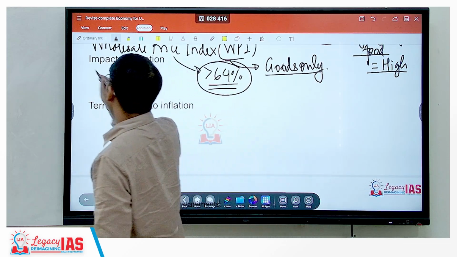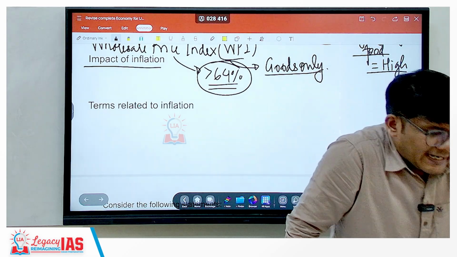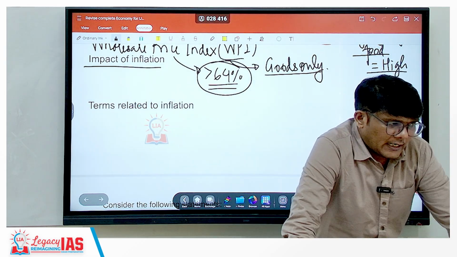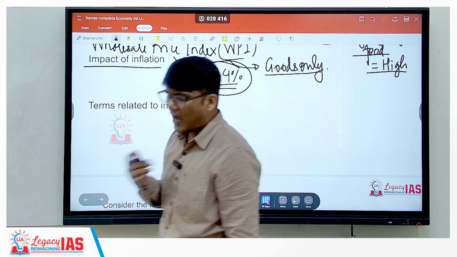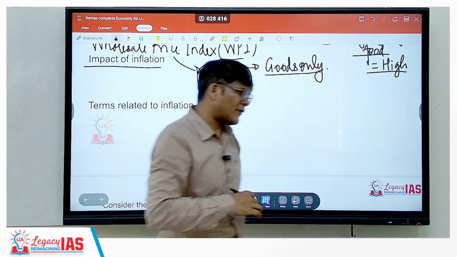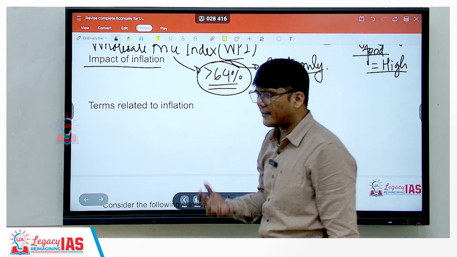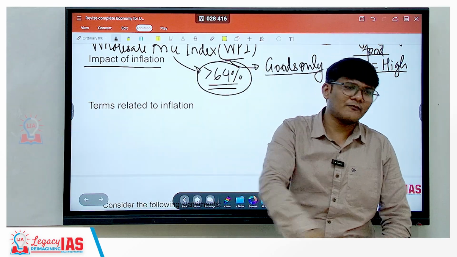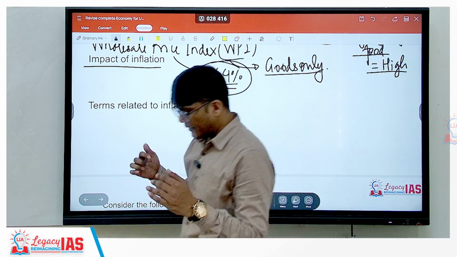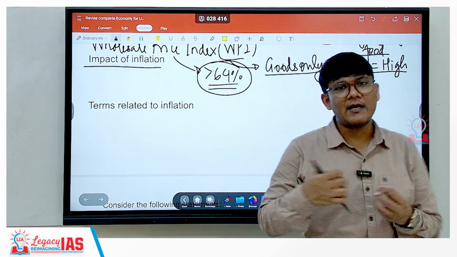Now let's look at the impact of inflation. How does inflation impact? Remember, impact may at times be positive or negative. We'll see how. But ultimately, if inflation keeps on increasing unchecked and at a higher rate becomes hyperinflation, it will not benefit anyone. But initially, at lower levels, it can benefit some and harm some.